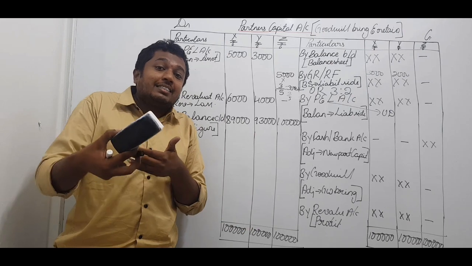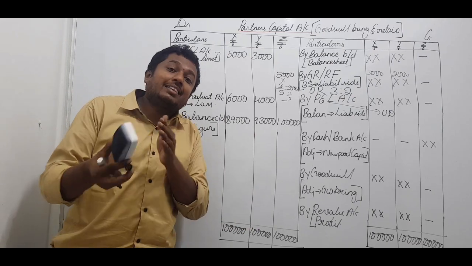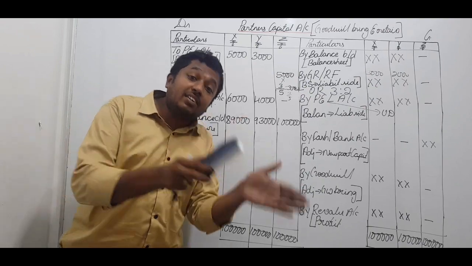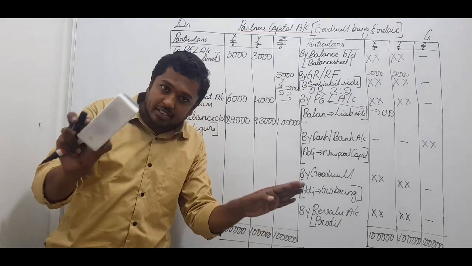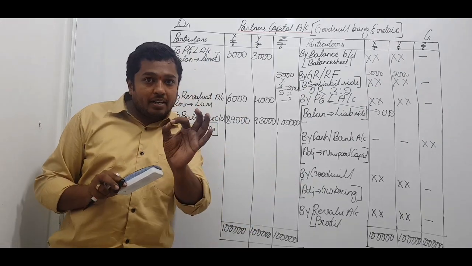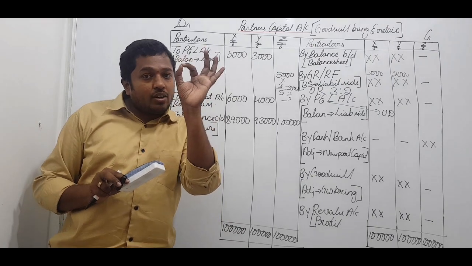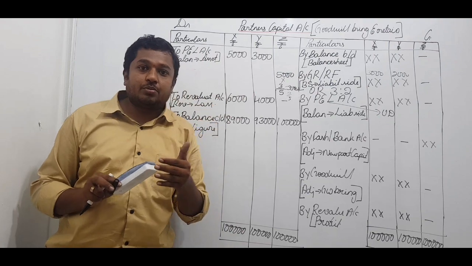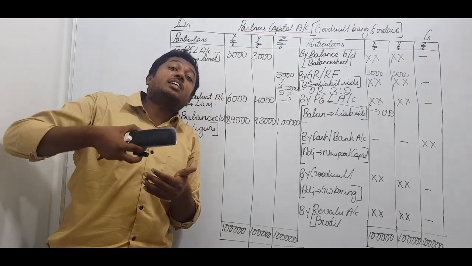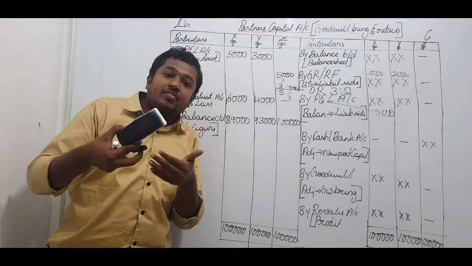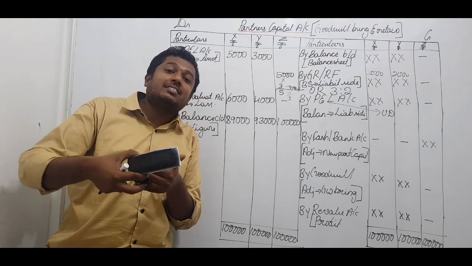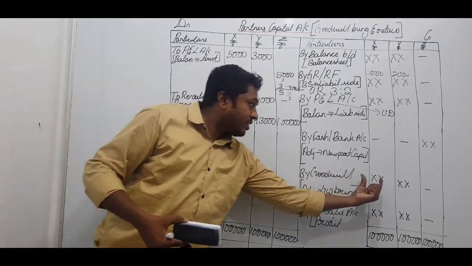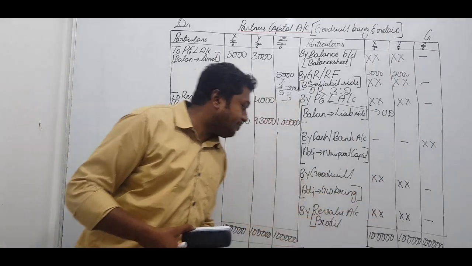If sacrifice ratio is given, then goodwill should be distributed to old partners in sacrifice ratio, not in old ratio. Remember, if only old ratio is given, goodwill should be distributed in old ratio. If sacrifice ratio is given, then goodwill should be distributed in sacrifice ratio only. That is, goodwill is distributed to the two partners.